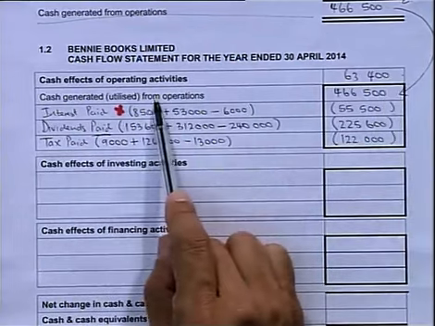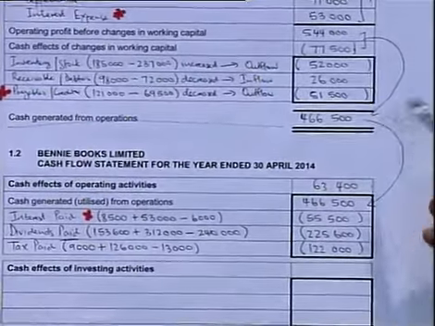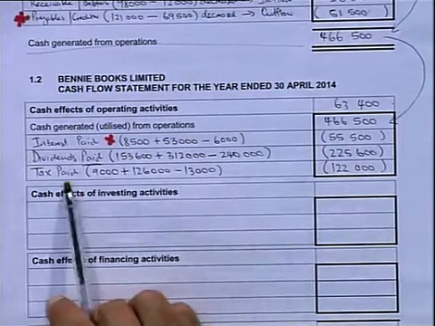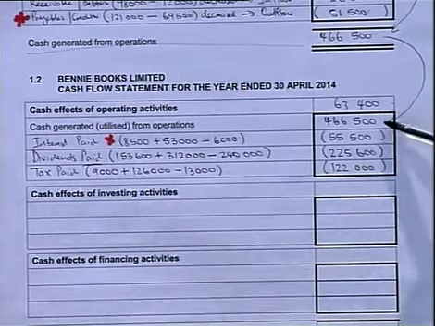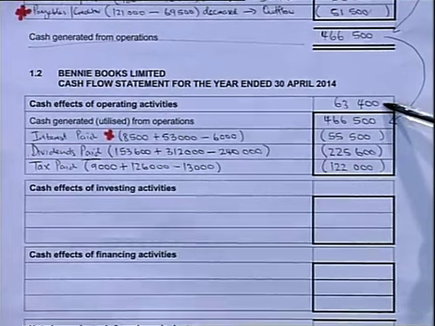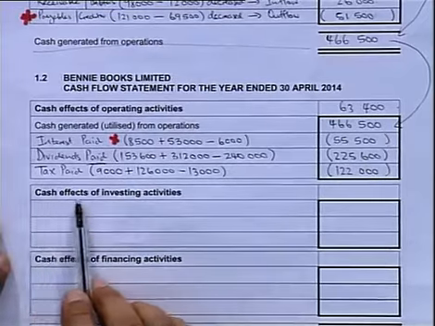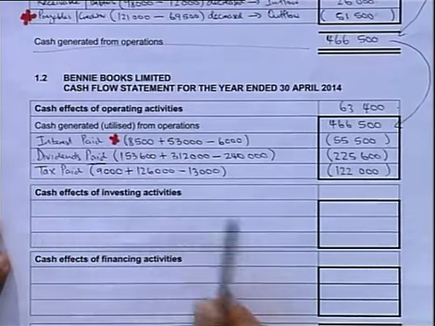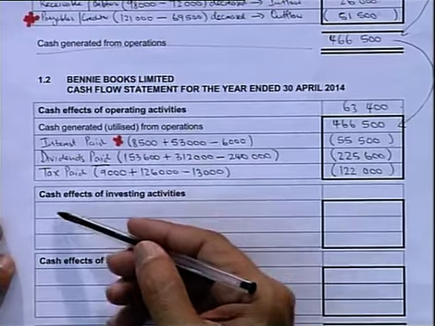The cash generated comes from the note, the first note that we did on top, then the interest paid, the dividends paid, and the tax paid. We offset those 4 figures and we get the net effect of the operating activities and write them in line with the words cash effects of operating activities. Okay. The second section of the cash flow talks about cash effects of investing activities. Okay. Again, there's 3 lines.